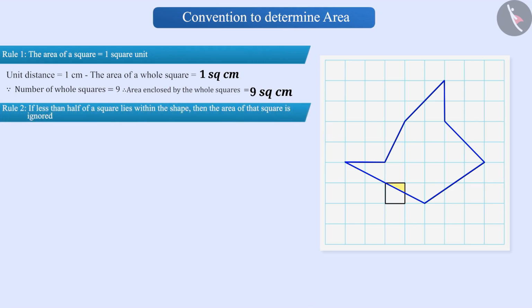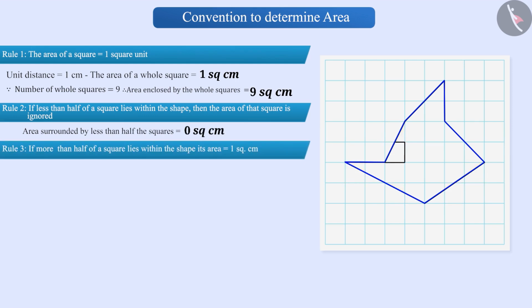As we see here, only less than half of each highlighted square lies within the shape. So we will ignore this area. In this way, the area covered by less than half the squares is equal to 0 square centimeter.